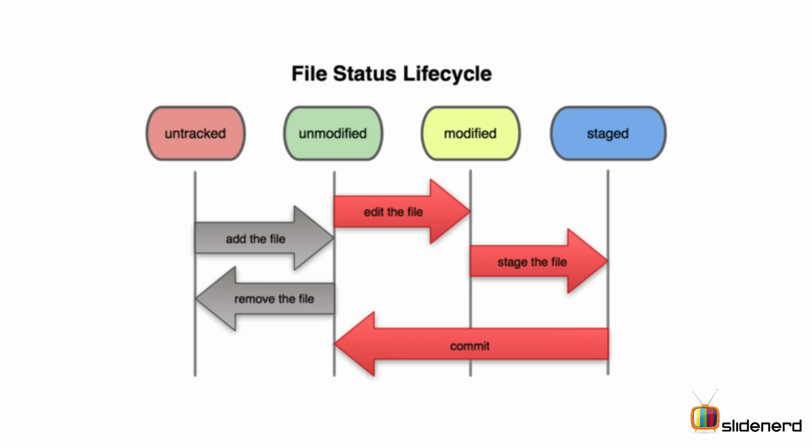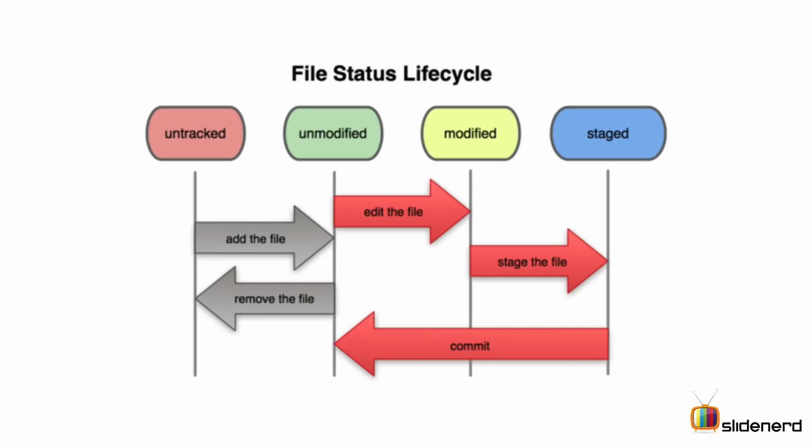A file can be in four different states if you're using a version control system. First state is obviously untracked, which simply means that the version control system doesn't care whether your file is being modified or being edited or anything like that. The second state you have is unmodified, and that is when you tell Git or the version control system that you want this file to be tracked.